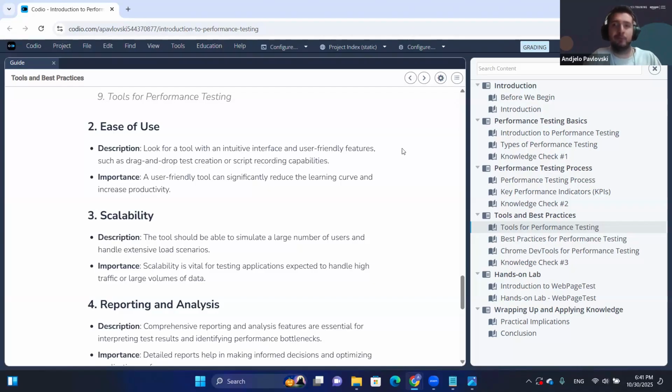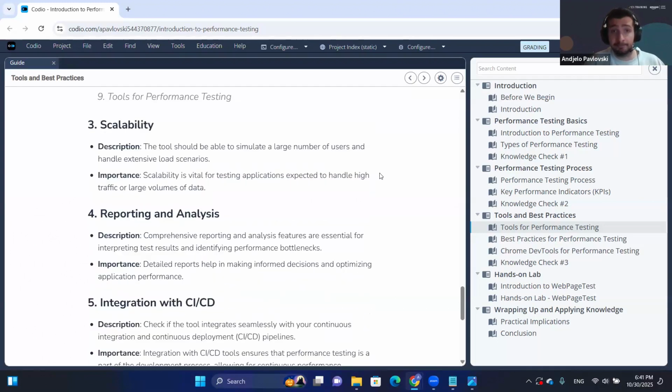And if not, if you want to test larger scales, then you probably have to go with some of the more advanced tools like Gatling. But again, it depends on the project, it depends on the client requirements as well, and you as an individual, how comfortable you feel at that moment with those tools.